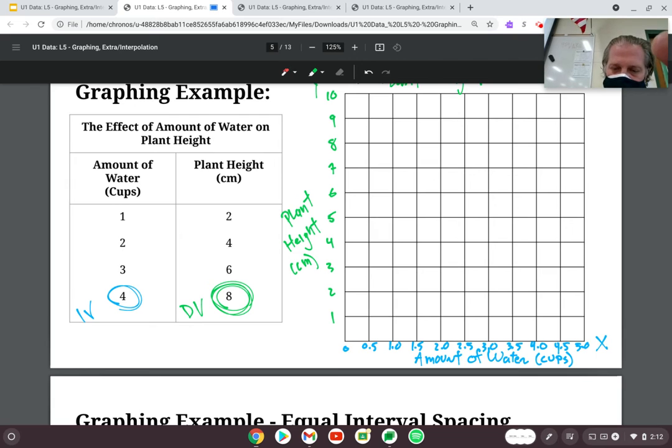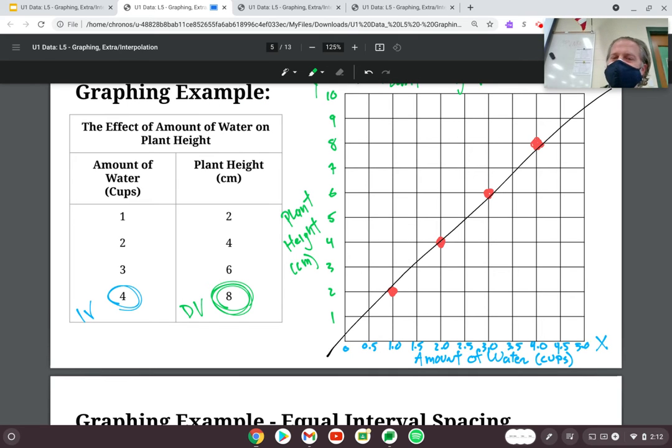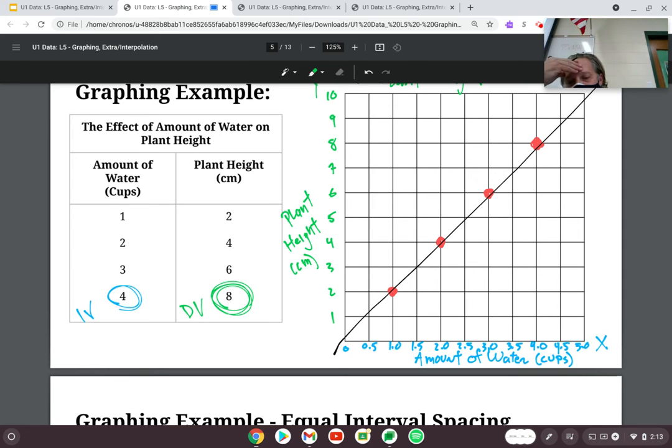So I'm going to go over 1 and up 2. I'm going to go over 2 and up 4. Go over 3 and up 6. And go over 4 and up 8. And then I'm going to go ahead and draw my trend line and try to... That was not decent. Still awful. Much better, I guess. So I drew my trend line.